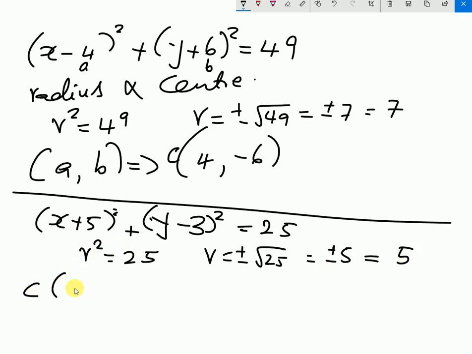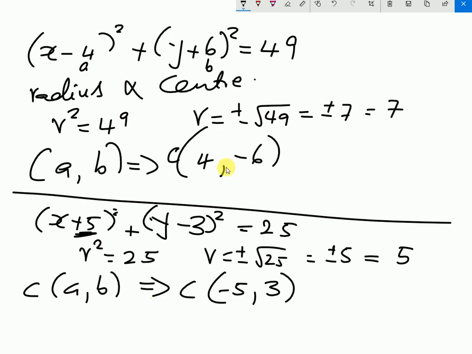Center, which is (a, b). This gives you the opposite to this one. It's positive there, so −5. It's negative here, so positive 3. Then you got your things right. It's a very cheap thing to do. It's easy, people. It's easy.